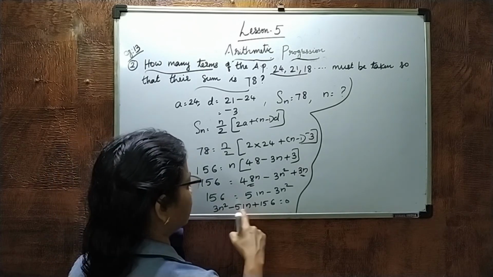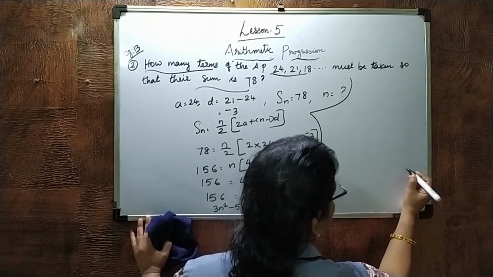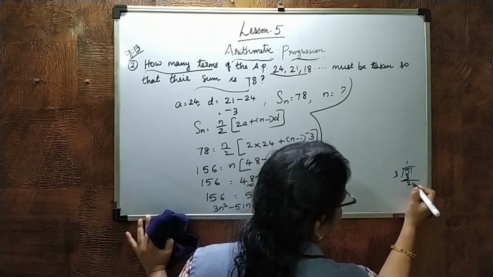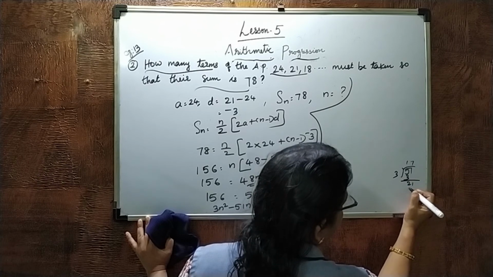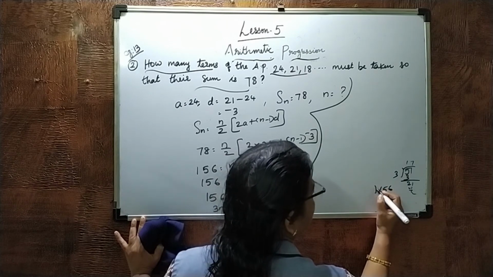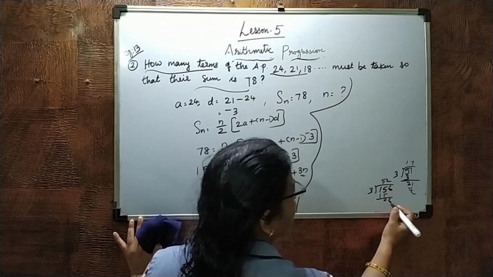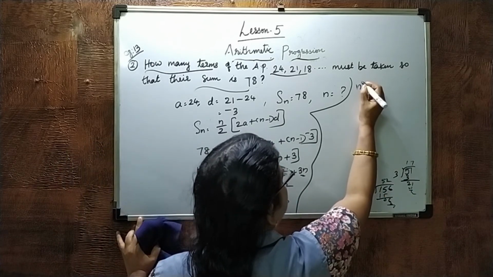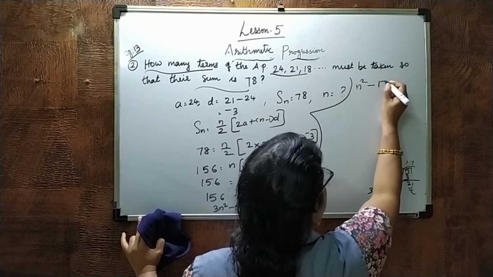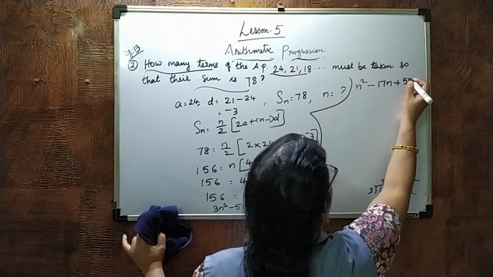I think from here 3 is common for each term. So 51 divided by 3, what do you get? Whether it is divisible? 3 1 is 3, 3 7 is 21, so it is 17. You will get the answer. Then 156 divided by 3. 5 3s are 15, then again 6 is there, 52 you will get, right? So it will be n square minus 51 can be written as 17n, then 156 can be written as plus 52 equal to 0.